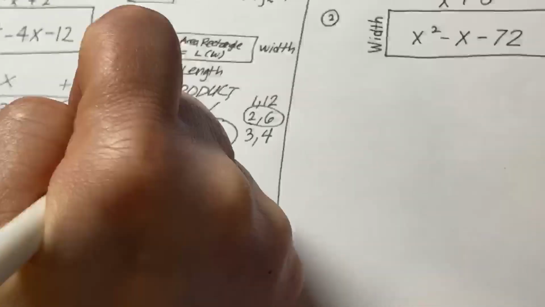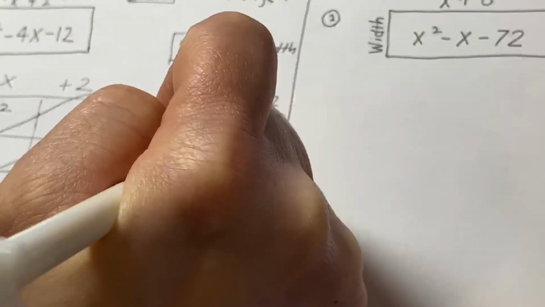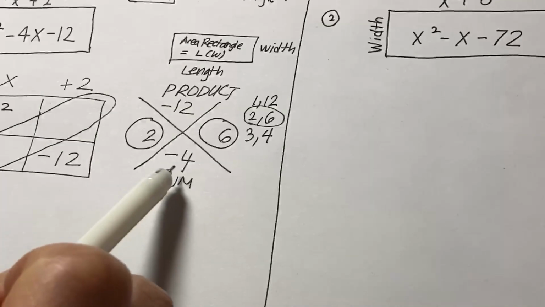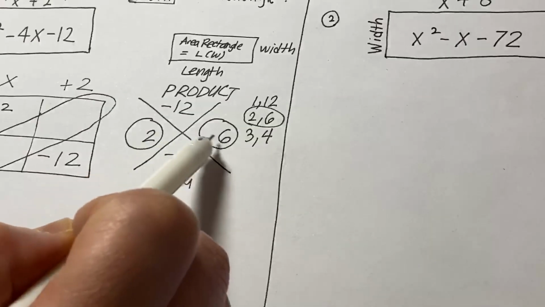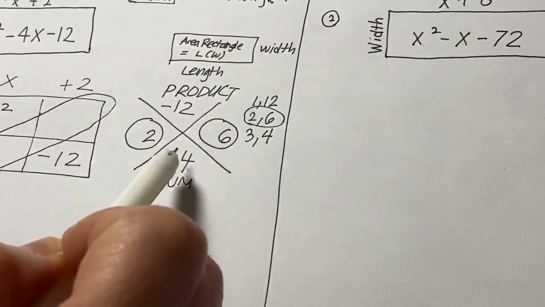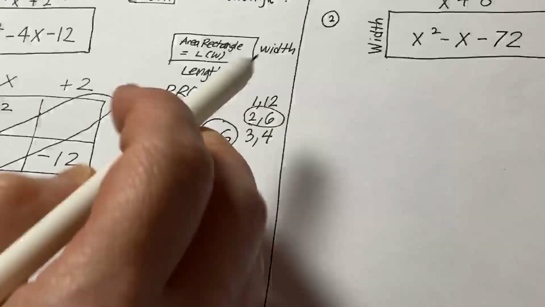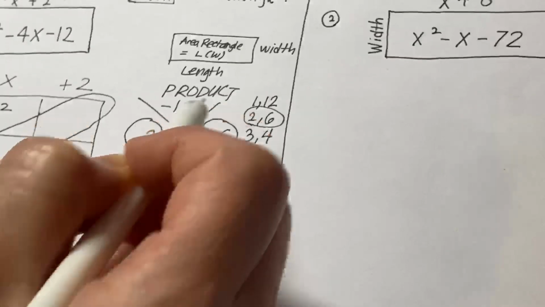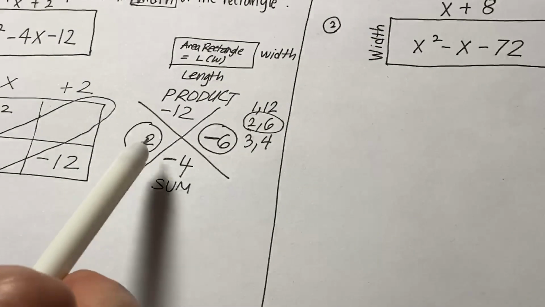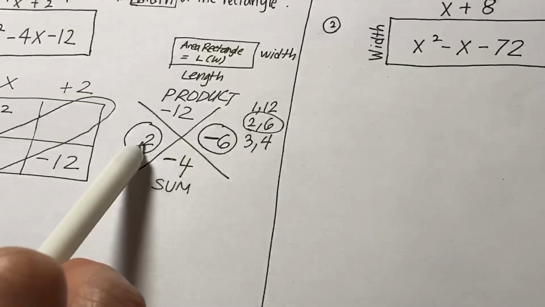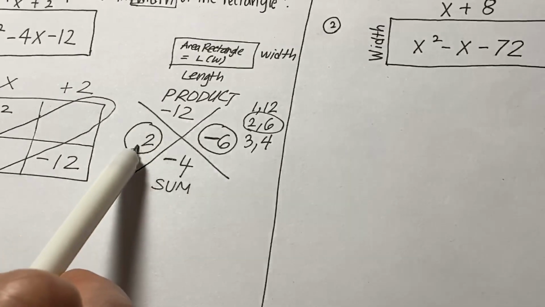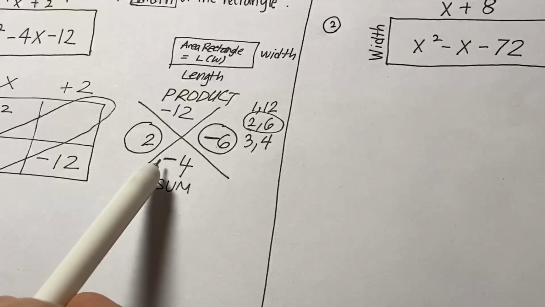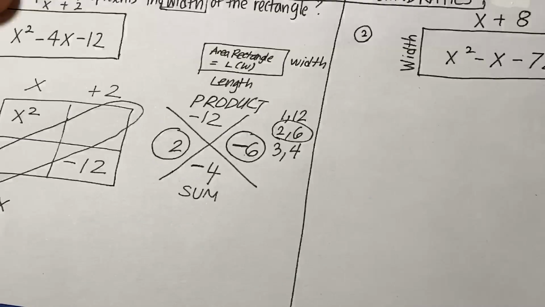So now let's copy this down. 2, 6. Now if you remember, sum is like little brother. Little brother follows the sign of the larger number. Which of these is the larger number? 6. So if little brother is minus, then big brother is also minus. But make sure to check that these two numbers multiply to give you negative 12, and it does, and at the same time adds to give you negative 4, which it does.